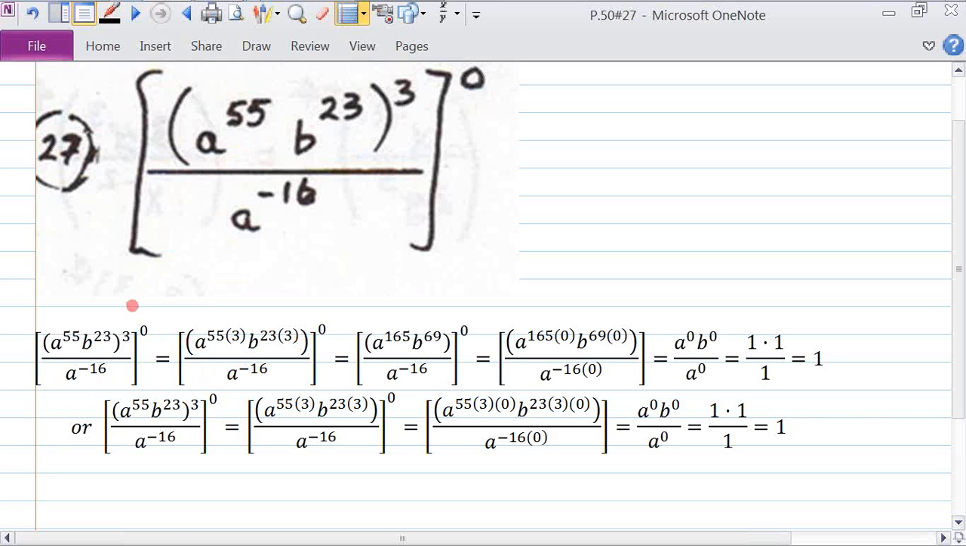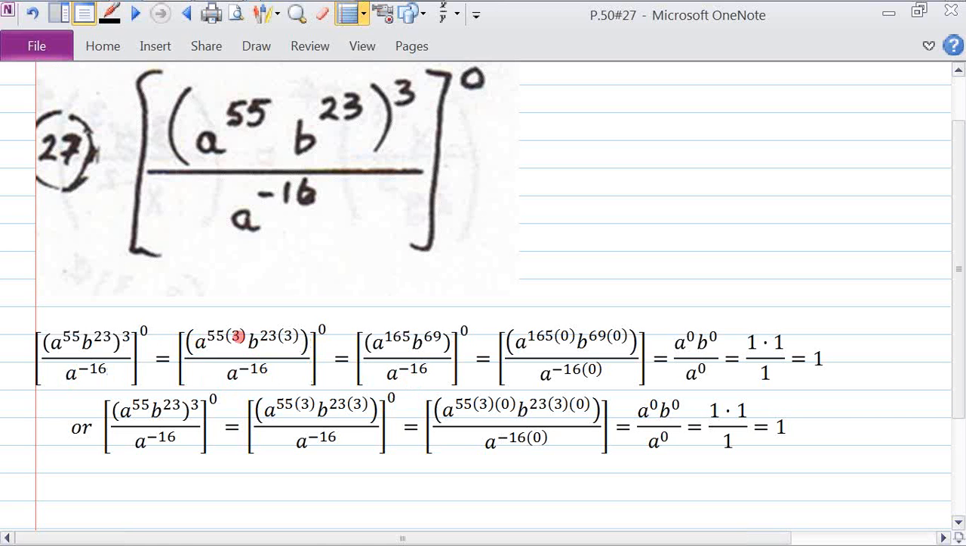We're going to remove the power 3 from this bracket and multiply it by the 55, so we get 55 times 3. We're going to get b to the 23 to the power 3. So we've multiplied the 3 times the 55, and the 3 times the 23, and we've still got the 0 power here. The denominator we're not going to change.